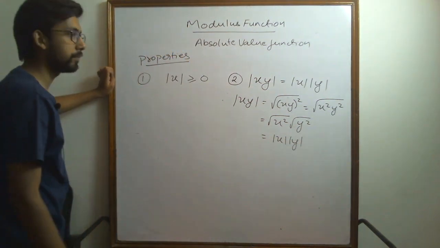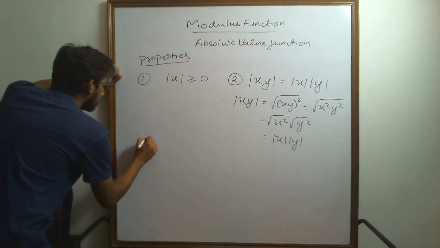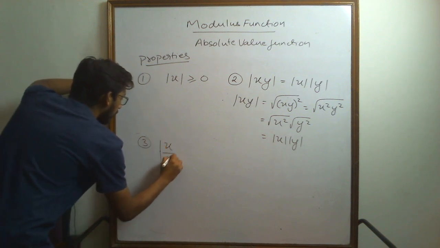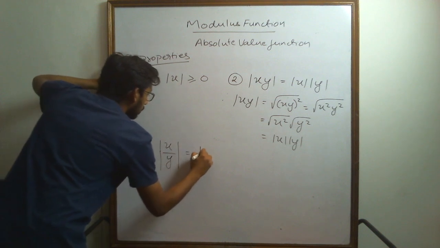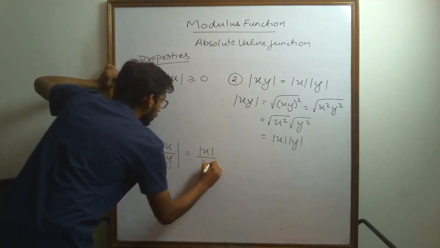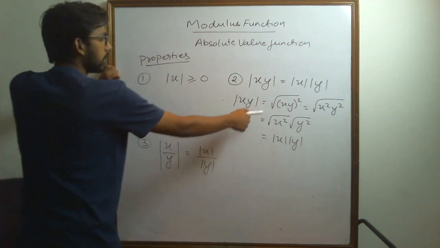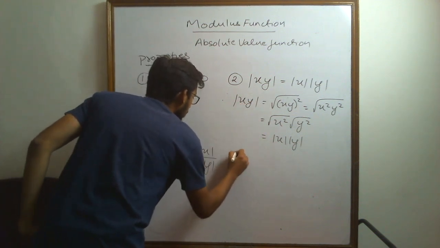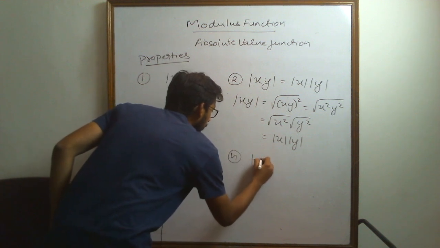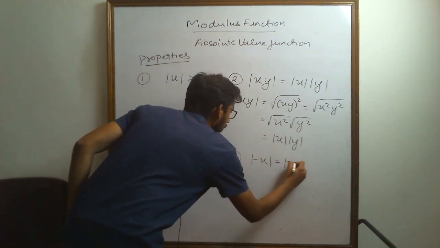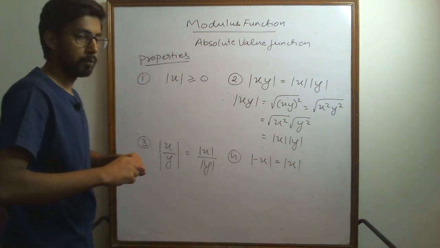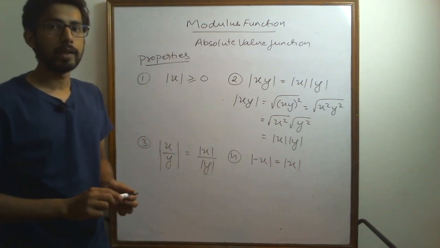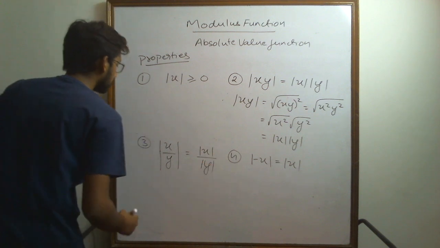This is the proof. Third, mod of x upon y is equal to mod x upon mod y. Again, this can be proved in a similar fashion. This is the third property. Fourth, mod of minus x is equal to mod x, since the mod of a negative number will be equal to the mod of the positive number.